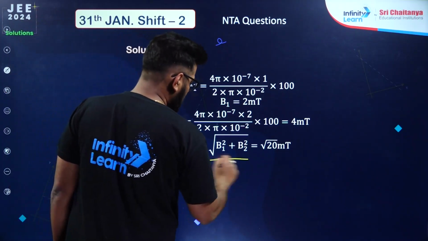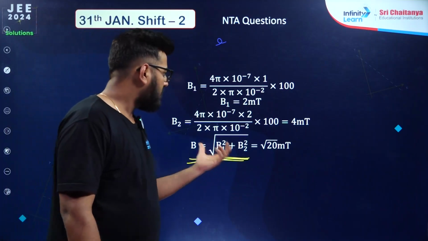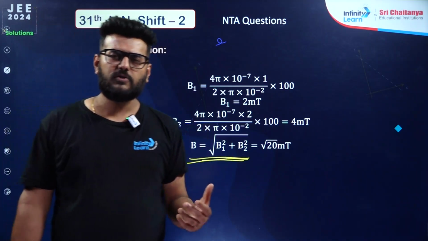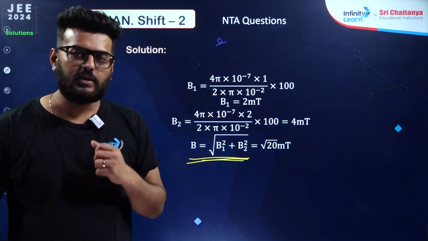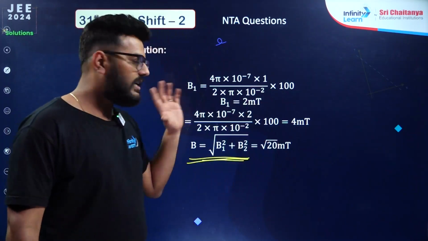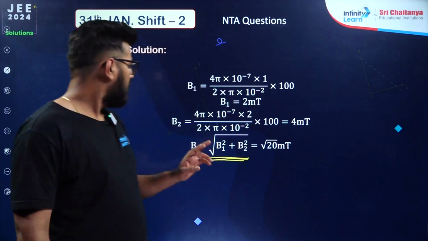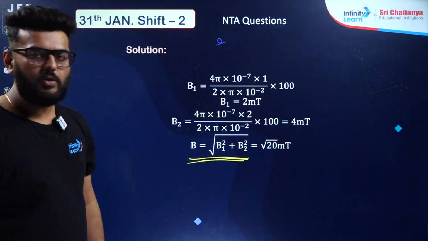And the net will obviously be equal to under root of B1 square plus B2 square. Both of them will be different. A similar type of question was asked in one of the shifts wherein the magnitude of current was the same and the magnetic field was the same. So over there the answer was pretty simple. It was just root 2 times whatever magnetic field you are getting for any one of them. So B1 will be this, B2 will be this. As you can see, they are having different values, and B will be under root of B1 square plus B2 square.